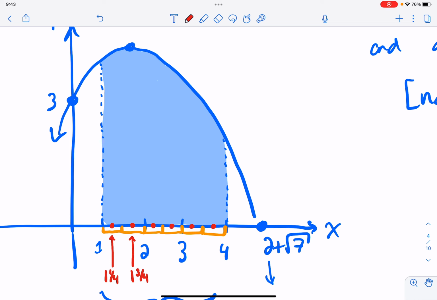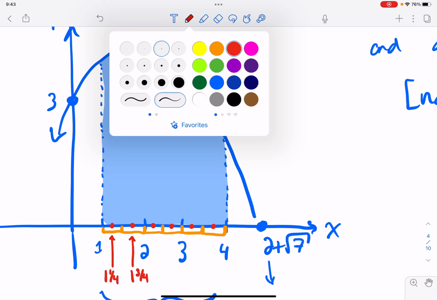So for example, this one looks all the way up here. 1 3/4 seems to come all the way up here. And then 2 1/4 seems to come all the way up here. 2 3/4 comes all the way up here. 3 1/4 comes up here. 3 3/4 comes up here. And those are my 6 midpoint approximations.